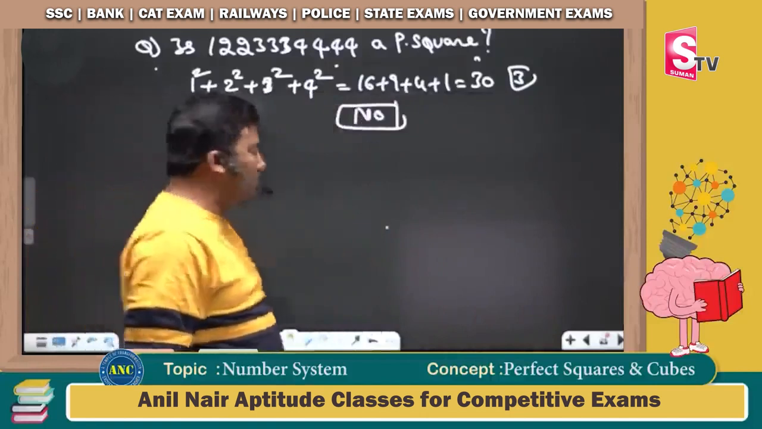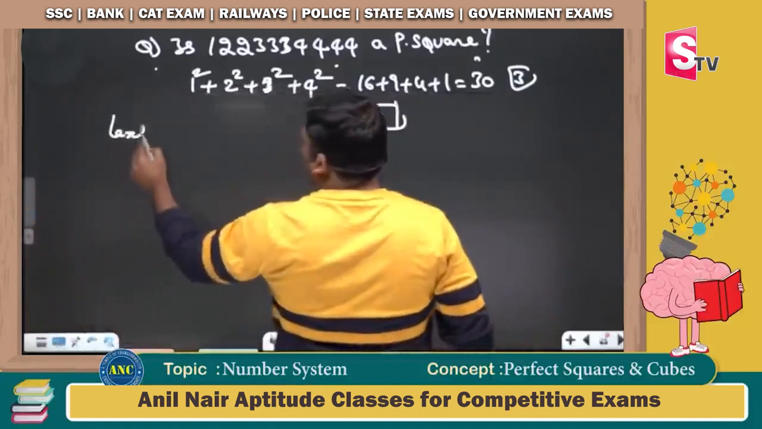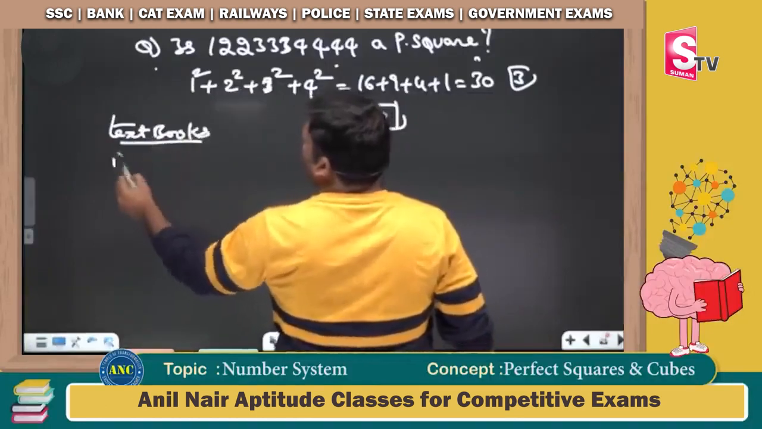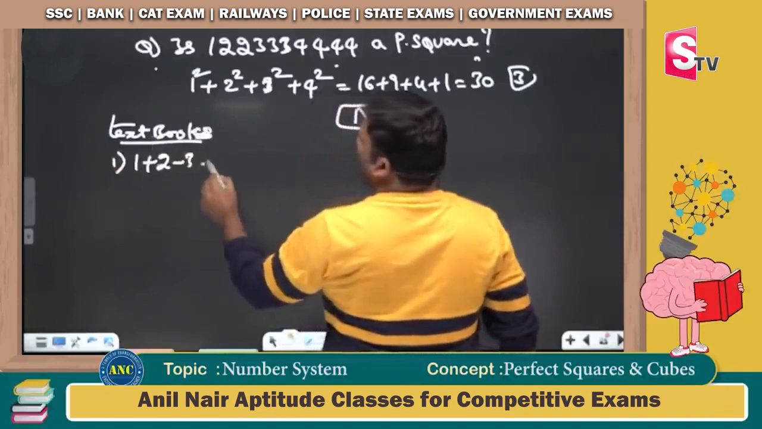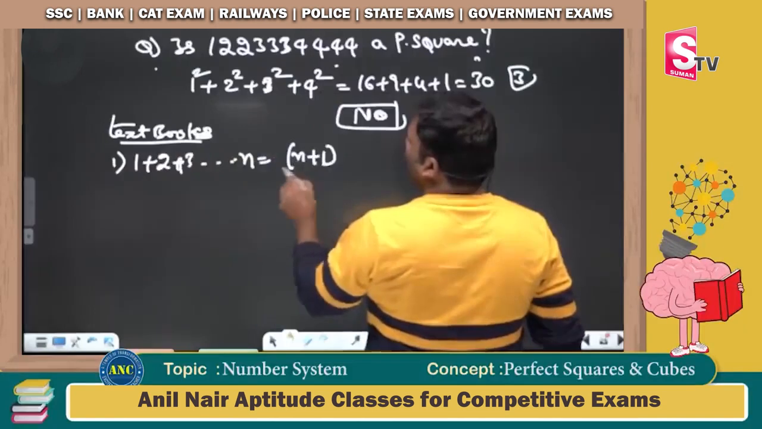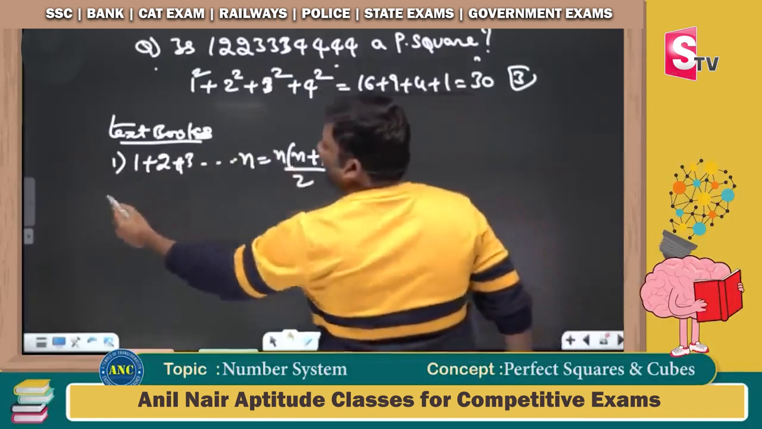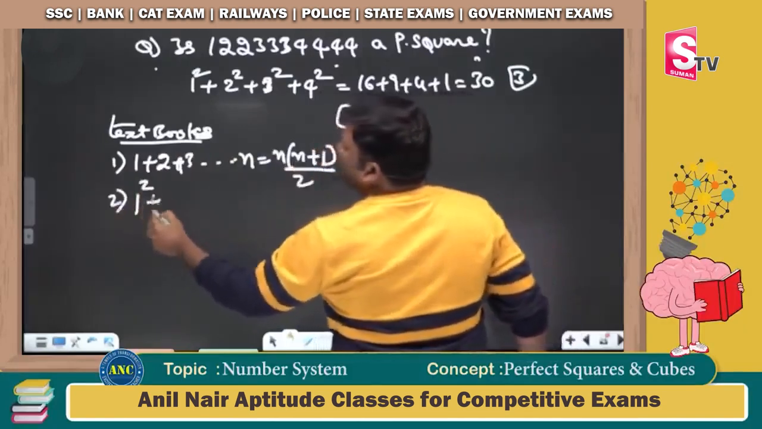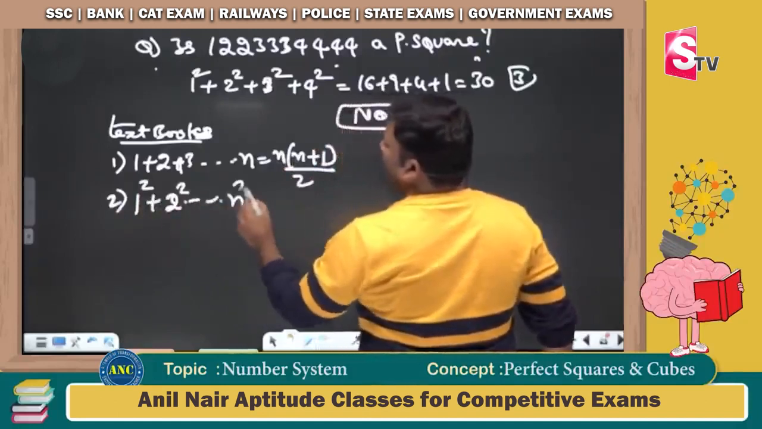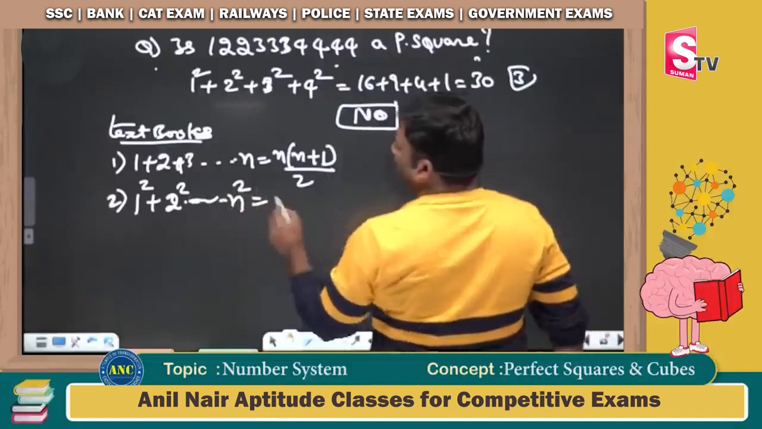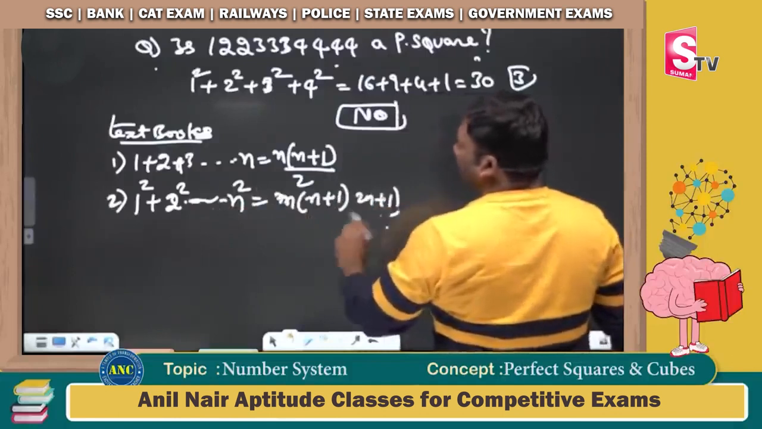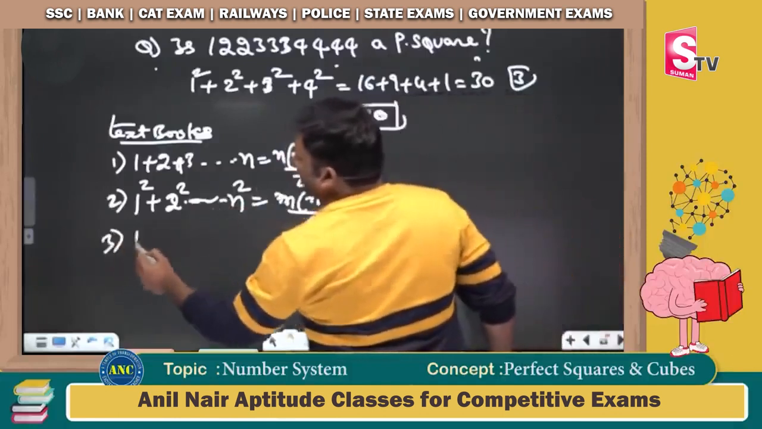Generally, in our textbooks, only these 3 will be given. 1 plus 2 plus 3, the sum of the n natural numbers is n into n plus 1 by 2. The sum of the squares of the natural numbers is n into n plus 1 into 2n plus 1 by 6. Last one, the sum of the cubes.